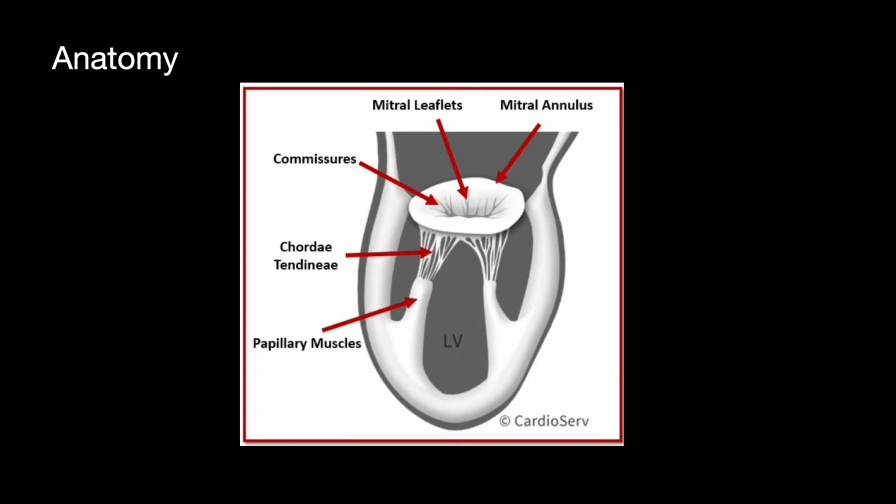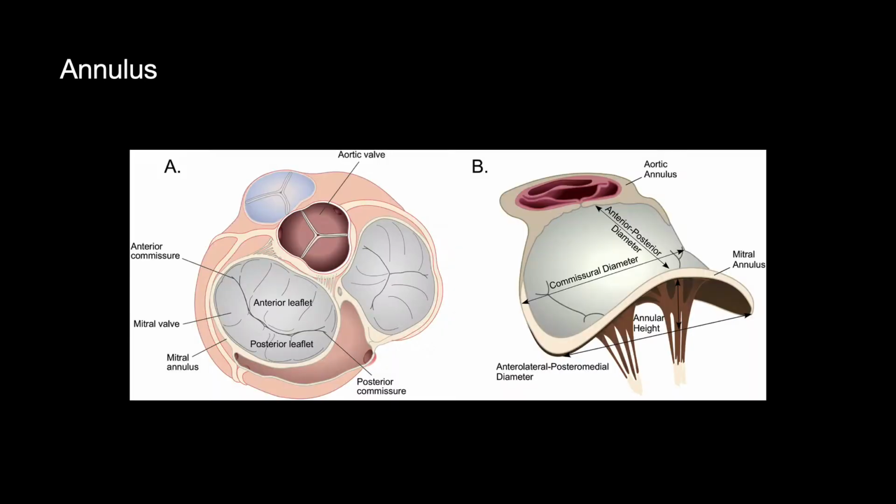The valve and its surrounding apparatus can be separated into 5 components. So there's the annulus, the leaflets, the commissures, the chordae tendineae, and the papillary muscles. So firstly, the annulus is the fibrous ring that the leaflets insert into. It's saddle-shaped, and it actually can change its shape throughout the cardiac cycle slightly.